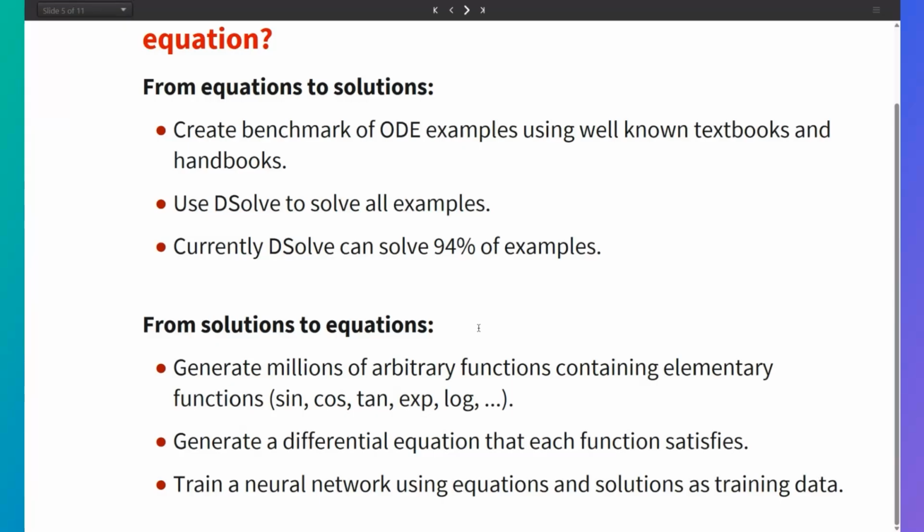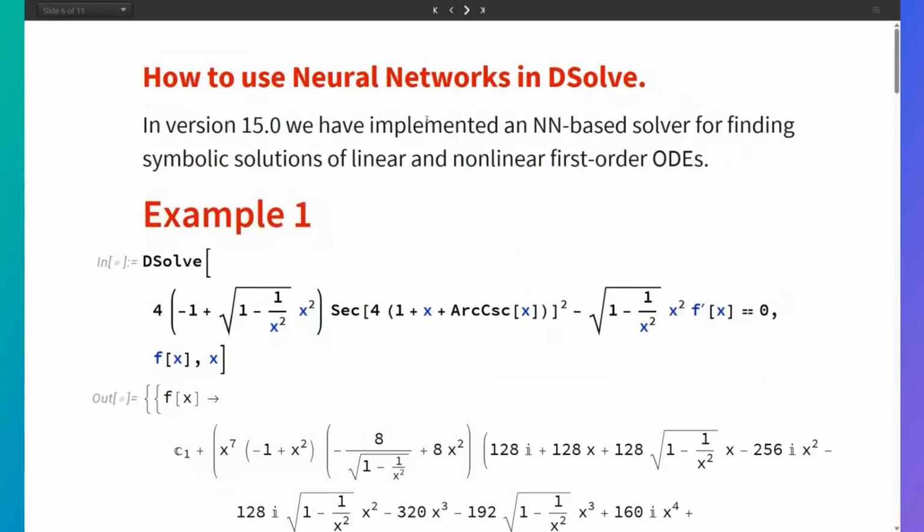And I want to announce that in version 15.0, we have already implemented a neural network-based solver to find symbolic solutions of linear and nonlinear first-order differential equations inside DSolve. And DSolve will call this new solving method only if all other solving methods fail, or DSolve will provide not a good or not a nice solution.